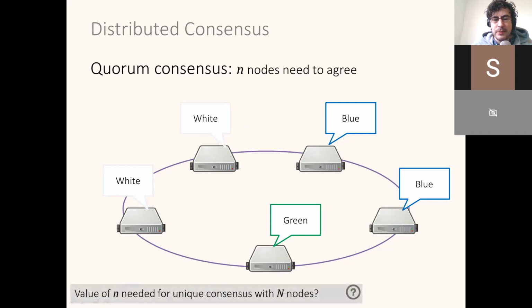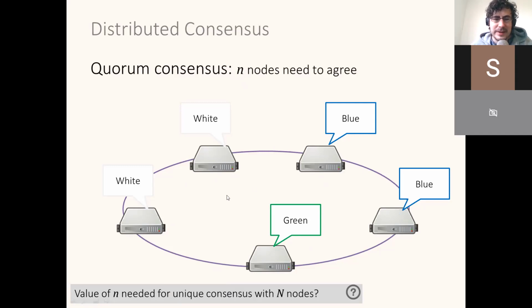Okay, so what would be the value of n needed to ensure a deterministic or unique consensus with n nodes? How many nodes would we need to ask? So for 5, if we have 5 nodes and we wanted to use a quorum of n, what would we have to define n to be to ensure that we can never have this sort of situation of a non-deterministic consensus where it could be blue or white depending on which order we ask the machines?